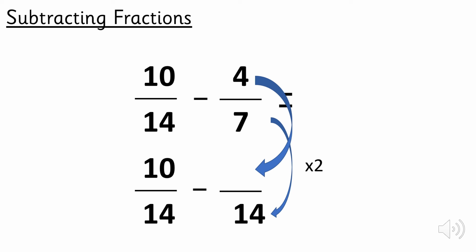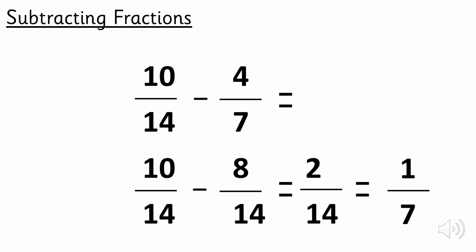I've doubled it. I've multiplied by 2. Whatever I do to the bottom, I must do to the top. 7 times 2 is 14. What is 4 times 2? Of course, it is 8. So I am left with 10/14 subtract 8/14. 10 minus 8 equals 2. And our denominator stays the same.